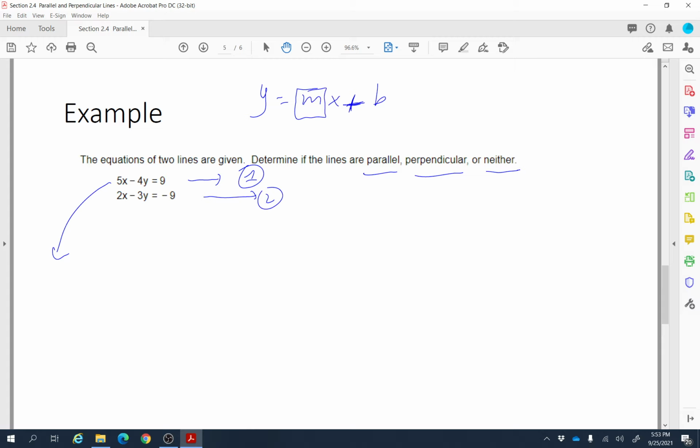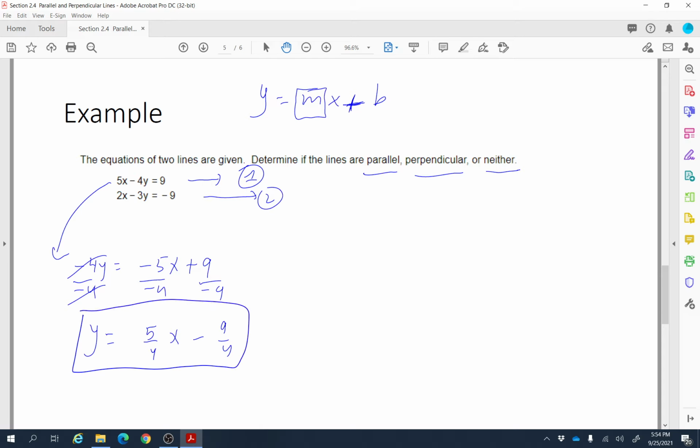Write this equation in this form. You have to bring the 5x to the right side, and you are going to get negative 4y equals negative 5x plus 9 by subtracting 5x from both sides. We don't need anything in front of y, so we just divide both sides by negative 4. By doing that, we get y equals negative divided by negative is positive 5 over 4 x, and negative divided by positive, it would be 9 over 4. So for the first equation, the slope, let's say m1, is 5 over 4.